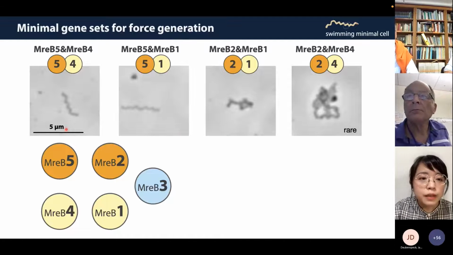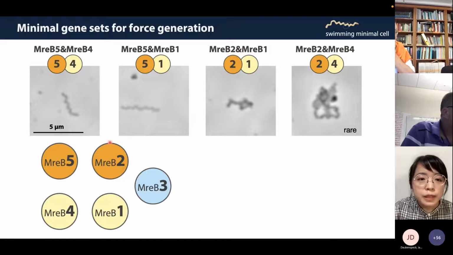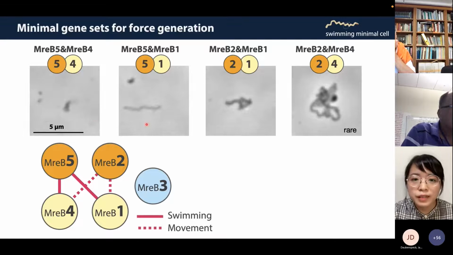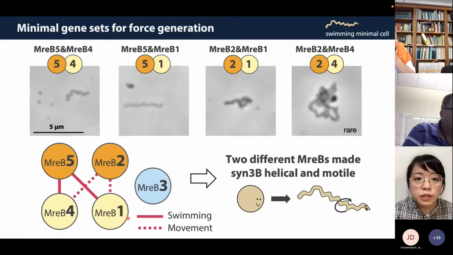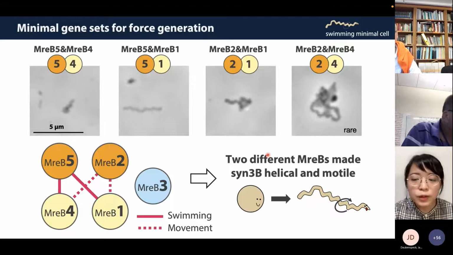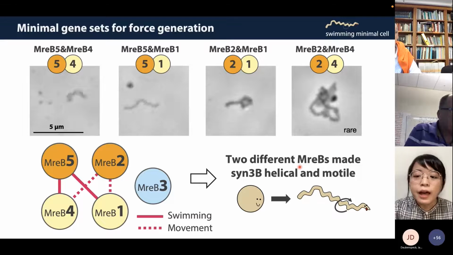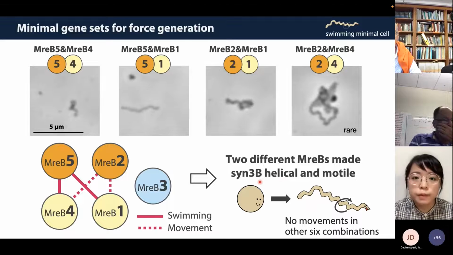Interestingly, with MreB orange group and yellow group expression, Syn3B changed its morphology to helical, and surprisingly they showed swimming motility. And the MreB5 and yellow MreB combination has more clear helical morphology and swimming motility. So from this result, we can say 2 different MreBs made the Syn3B cell helical and motile. In the other 6 combinations, no movement was observed.